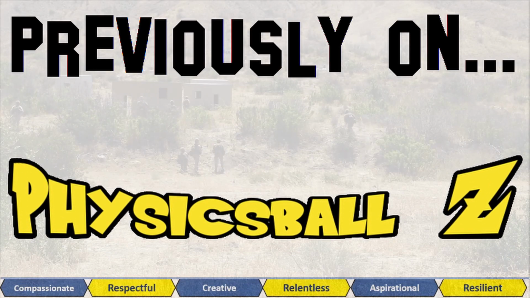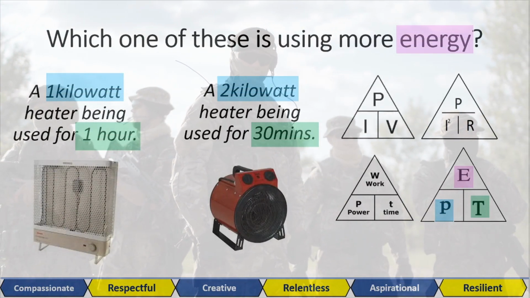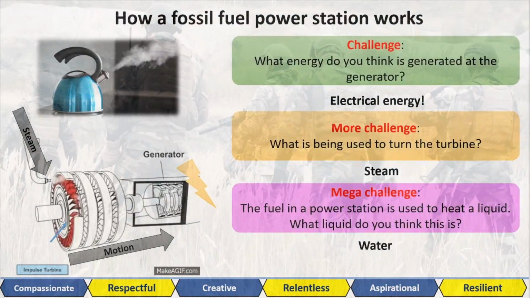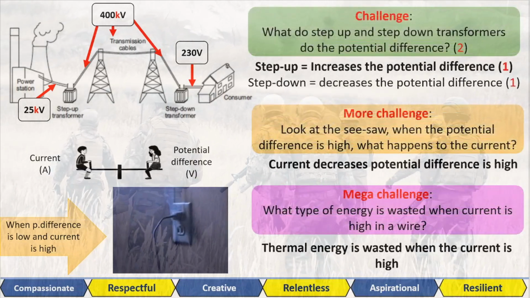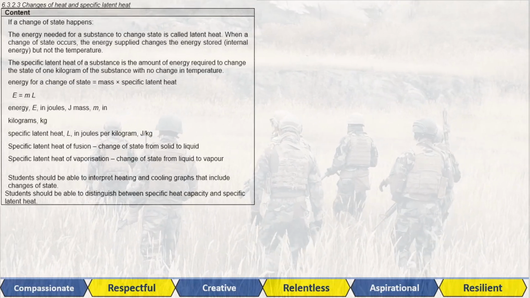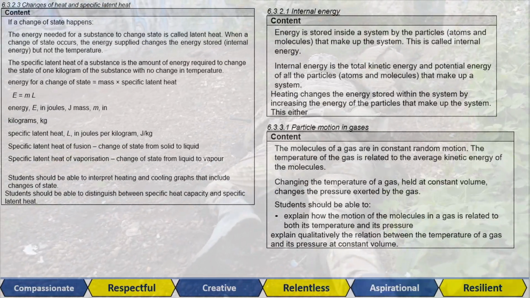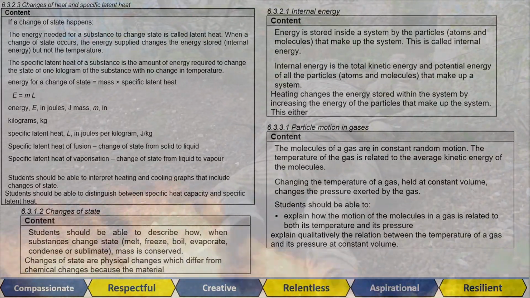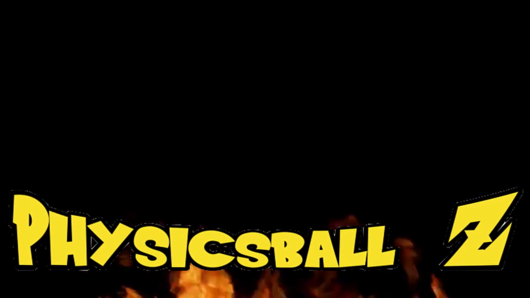Previously on Physicsball Z, our heroes returned to the powerful equations that can be used to calculate these mathematical monstrosities. And they discovered the main mechanism that generates electricity in power stations. And from all the information that they gained, they were able to explain why electricity is transported at high potential differences. And now, for our heroes to defeat this new threat, they must tap into the internal energy contained in the kinetic molecules. Will our heroes change the state of affairs, or will the latent heat be too hard to handle? Find out in today's episode of Physicsball Z.